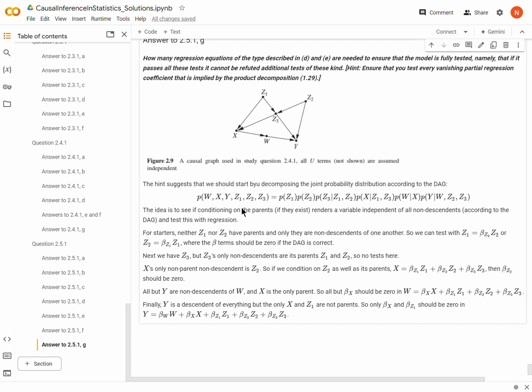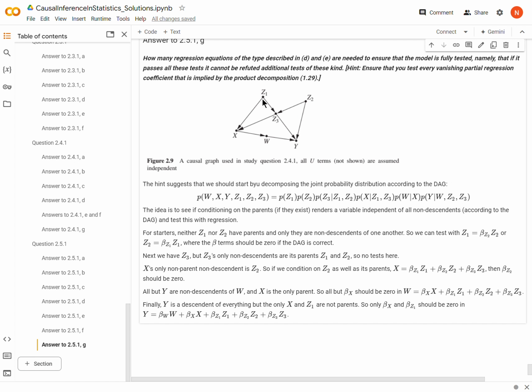Okay, so let's start with Z1, and actually we're going to do Z1 and Z2 together. It's not really conditional independence here, but Z1 and Z2 should be independent. And so we can regress one on top of the other. That would be one way to test this. Z1 and Z2 should be independent, and Z1 is not a descendant of Z2, nor is Z2 a descendant of Z1. Everything else is really a descendant of these two.